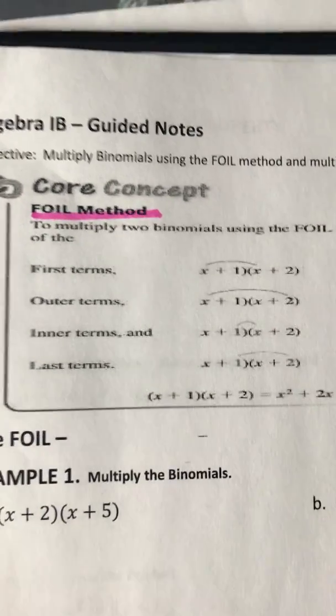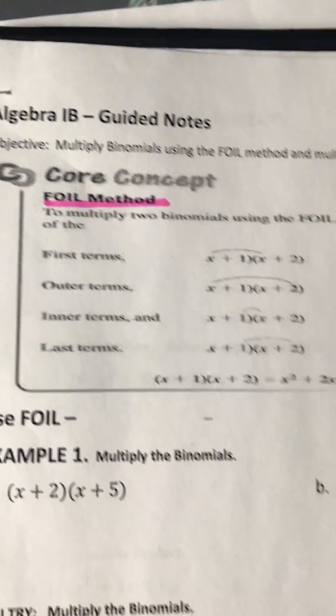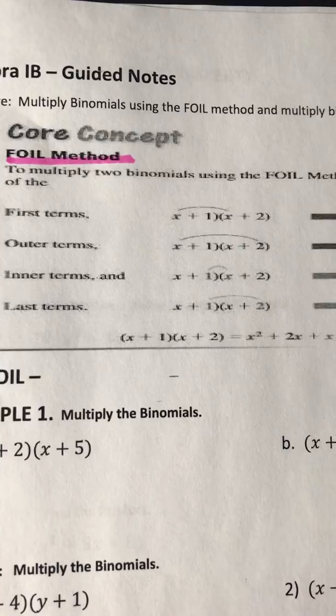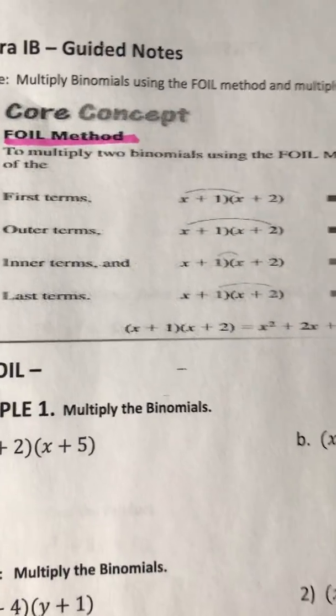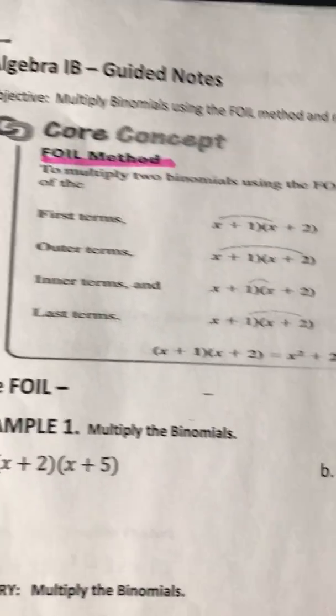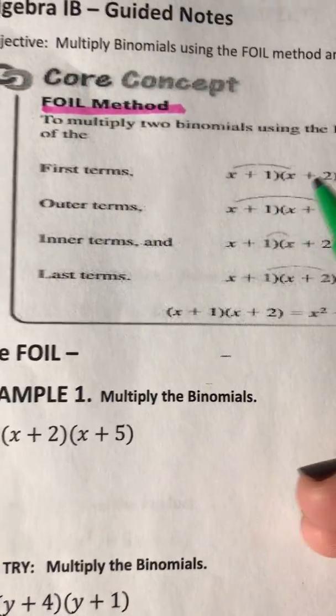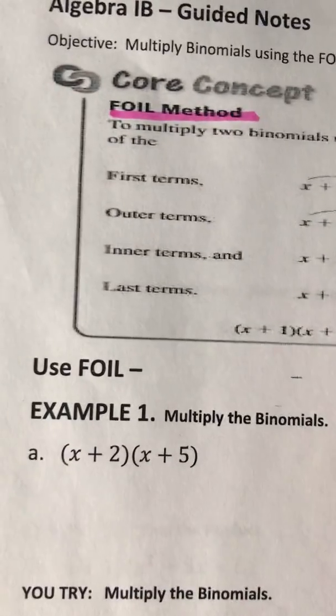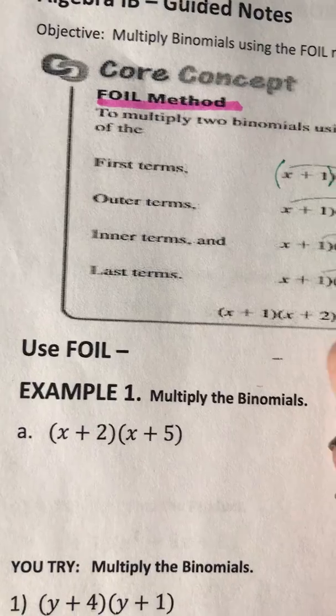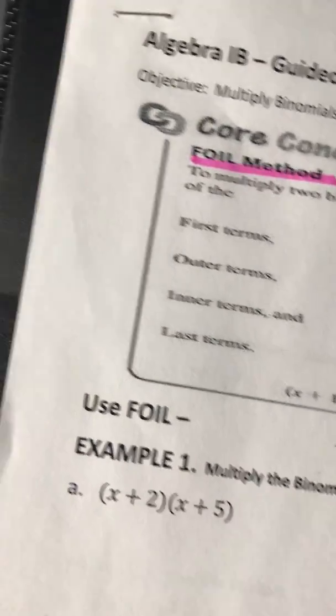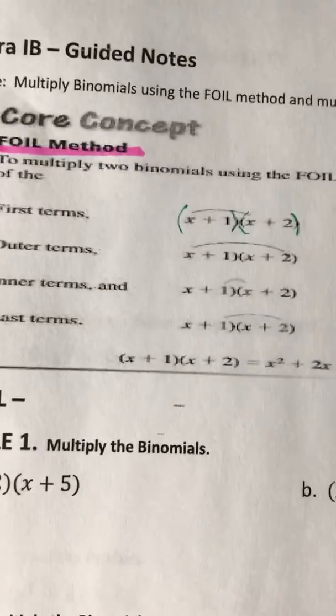If you ask your parents, they'll probably remember, out of everything in algebra, the phrase FOIL. They won't remember what it means, or maybe they will. But basically the FOIL method is when you have two binomials multiplied by each other. So you have x plus 1 and x plus 2, and we're going to multiply them by each other.